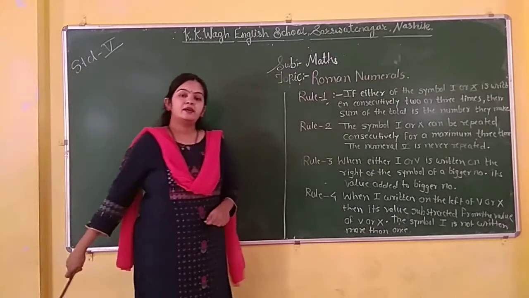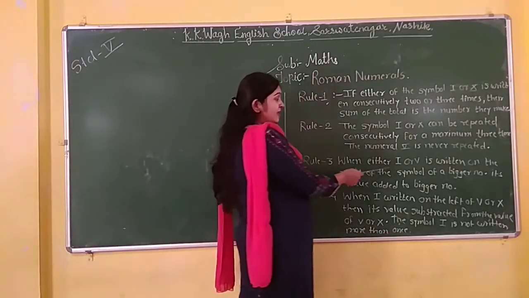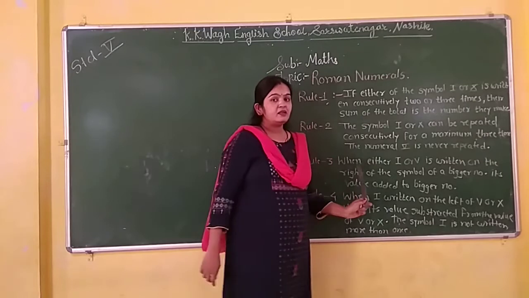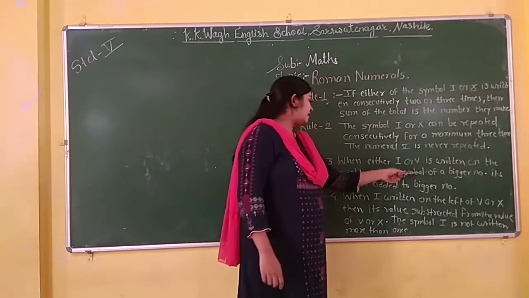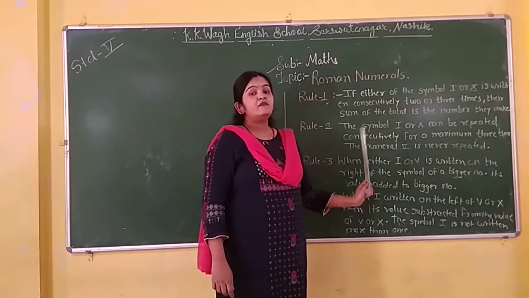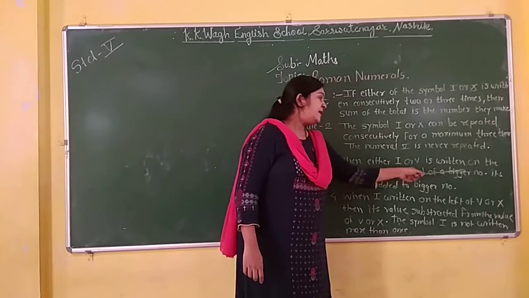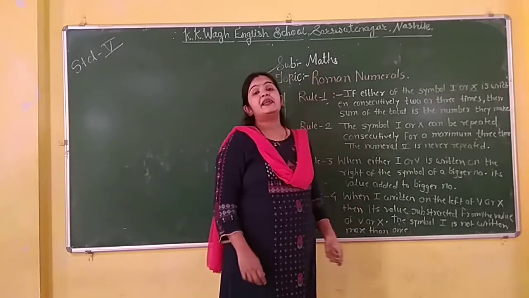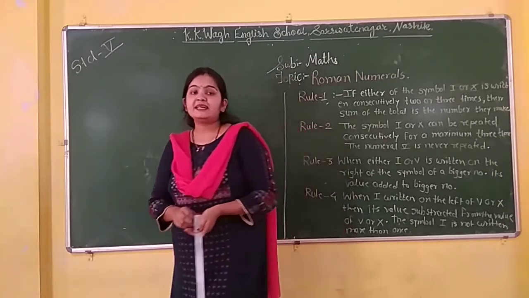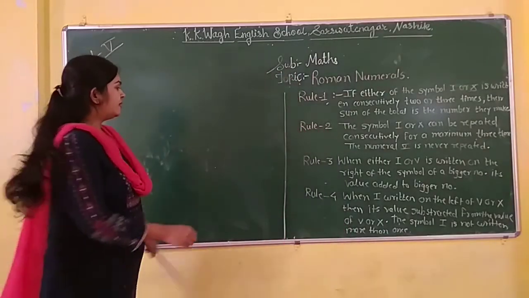Rule number 3. When either I or V is written on the right of the symbol of a bigger number, its value is added to the bigger number.